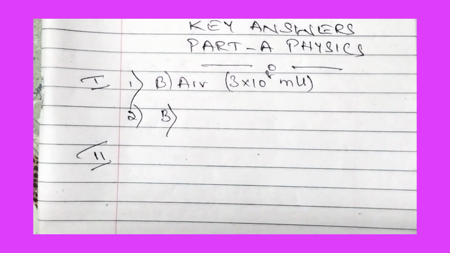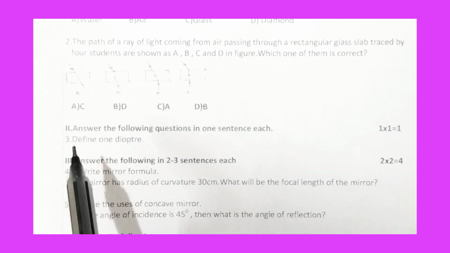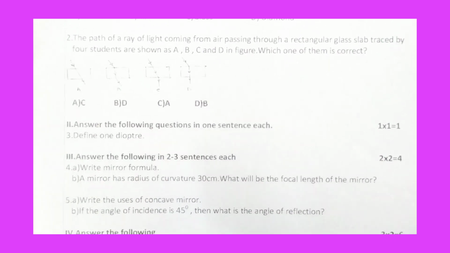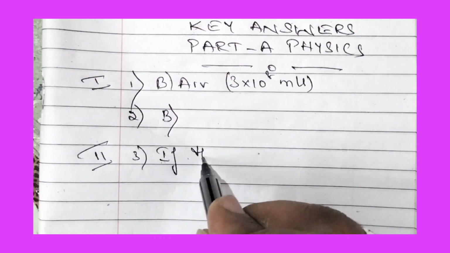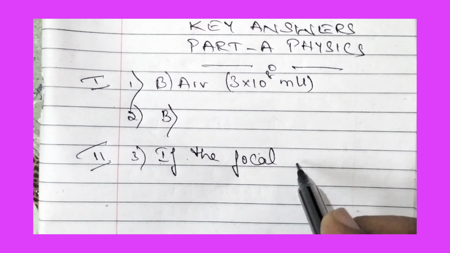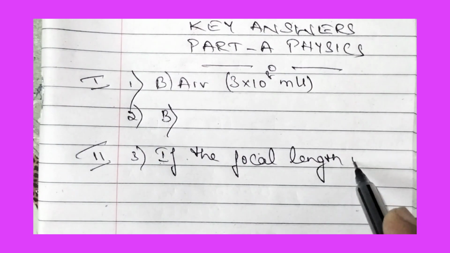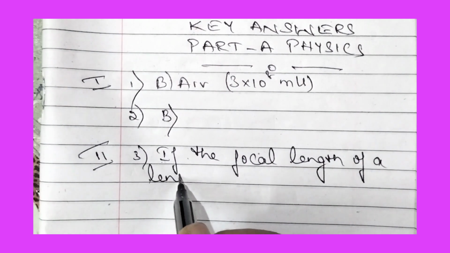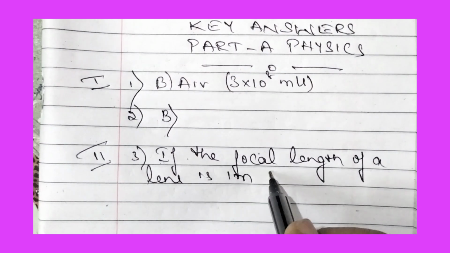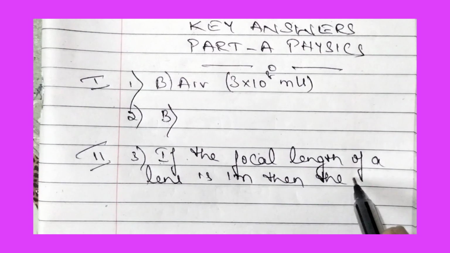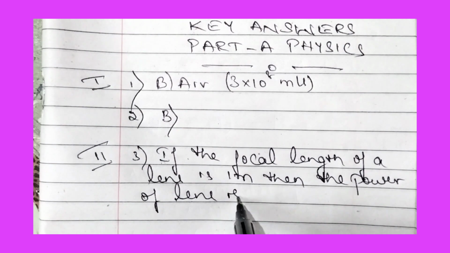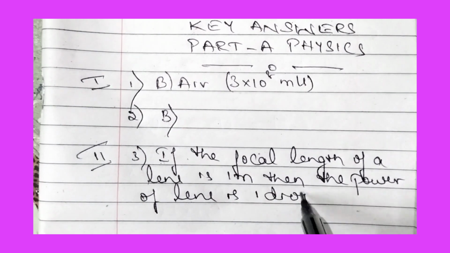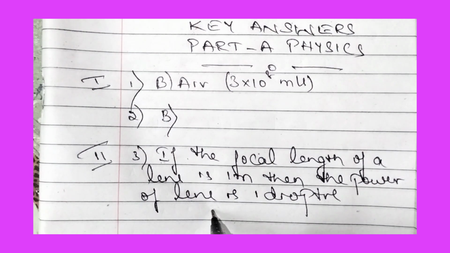Now let us move to the second main, that is the third question. Define one diopter. How to define one diopter? One diopter is defined as: if the focal length of a lens is 1 meter, then the power of the lens is 1 diopter. So power is equal to 1 by F.